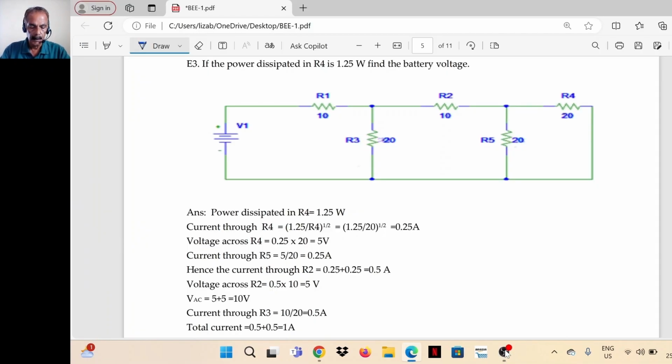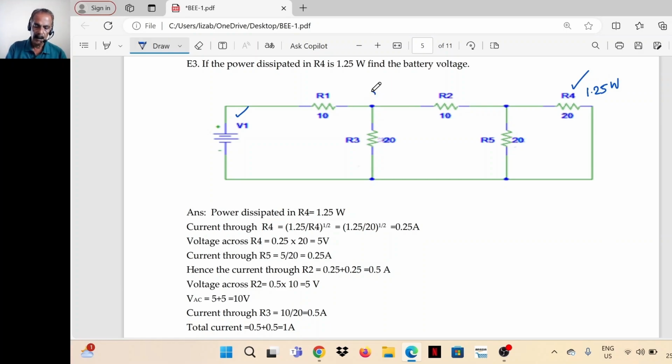So the next problem is, if the power dissipated in R4 is 1.25 watt, find the battery voltage. Power dissipated in R4 is 1.25 watts. Find the battery voltage. Battery voltage V1 is not given. We have to find it out. The given information is that the power dissipated in resistor R4 is 1.25 watts.